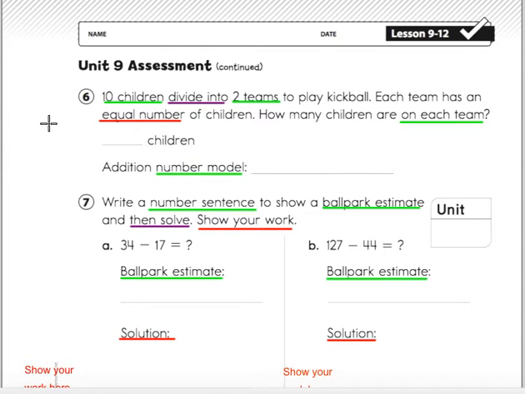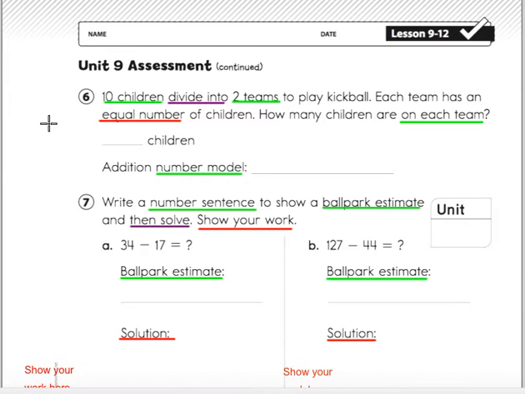Number 6. 10 children divided into 2 teams to play kickball. Each team has an equal number of children. How many children are on each team? So let's think about this. We go outside and I only have 10 of you. And I go, okay, 10, I have to be careful. I only have 10 of you.